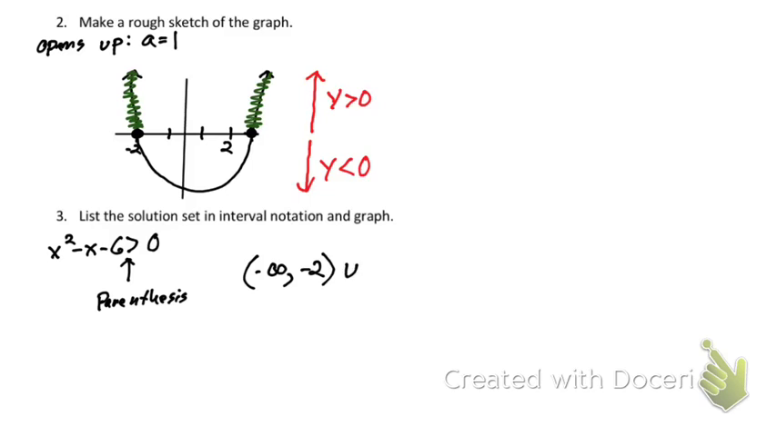And we're going to union that with, well, it starts back up at 3, to infinity. And once again, I'm going to use parentheses because it's a strictly greater than sign. It's not greater than or equal to. If there's an equal to sign, I use brackets. No equal to sign, use parentheses.